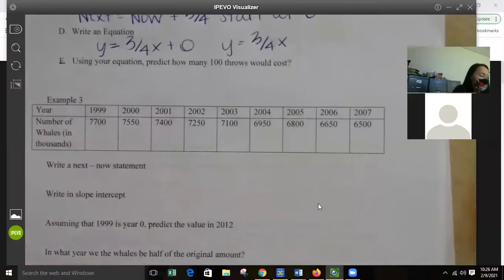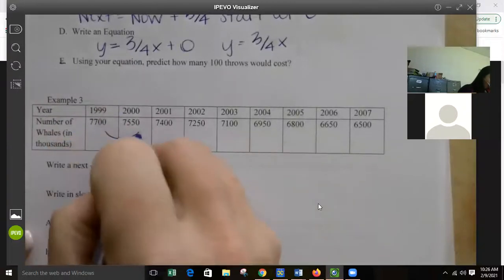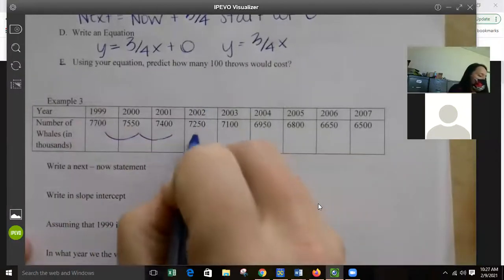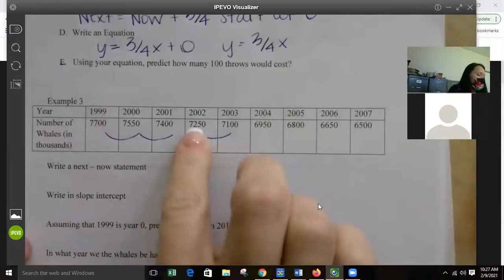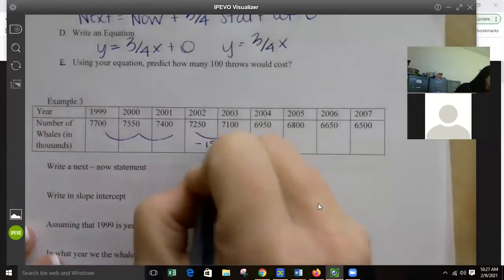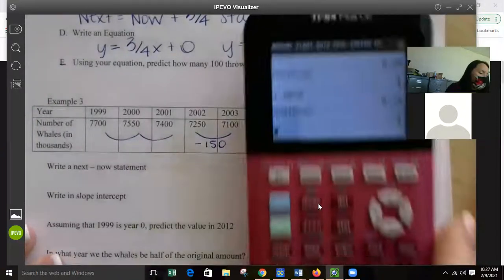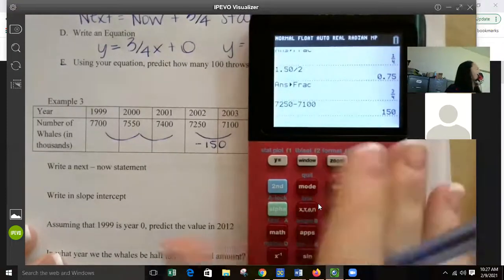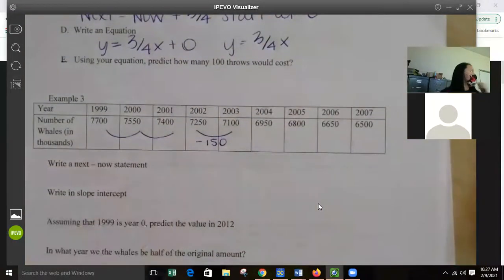So what's happening each time? If we're not sure, find one that we are sure about. Maybe this one would help. 7,250 to 7,100. If you don't get that, 7,250 minus 7,100 gives us 150. And we're going down, so that's why it's negative.